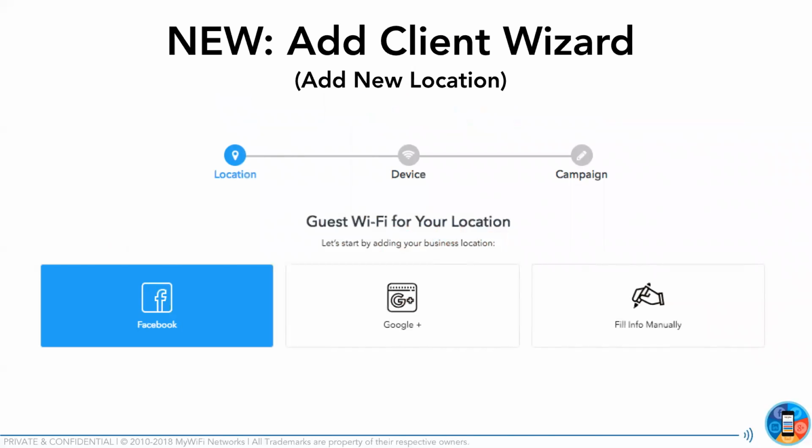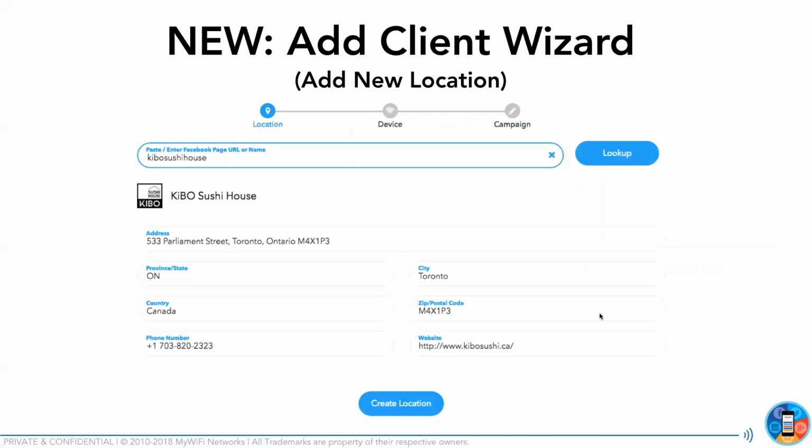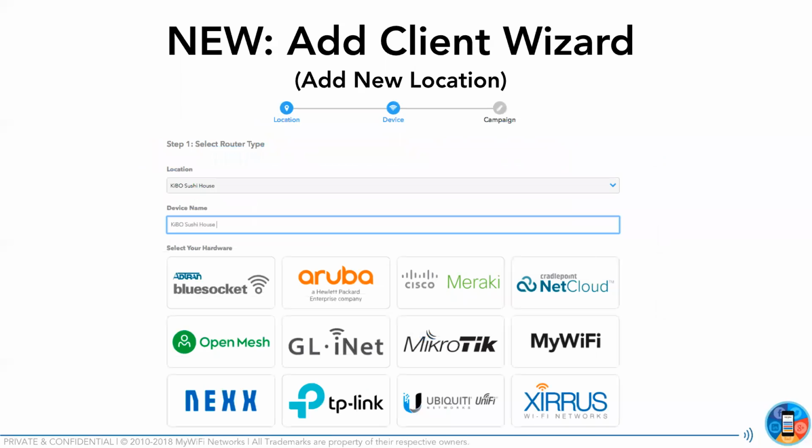Okay, so here's how it works. Essentially, it's the add client wizard. There are 3 steps: adding a location, adding a device, and adding a campaign. I'll run through a live demo momentarily, but first some screenshots. You add a location either by Facebook lookup, by Google lookup, or by filling in the info manually. Here I've got a Facebook lookup. I get all the address info, everything taken from Facebook and validated. Then I move on to add my device.